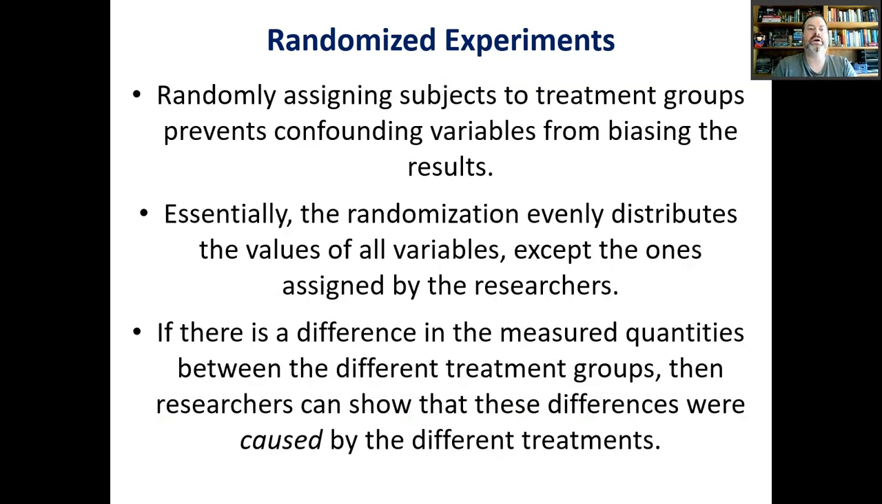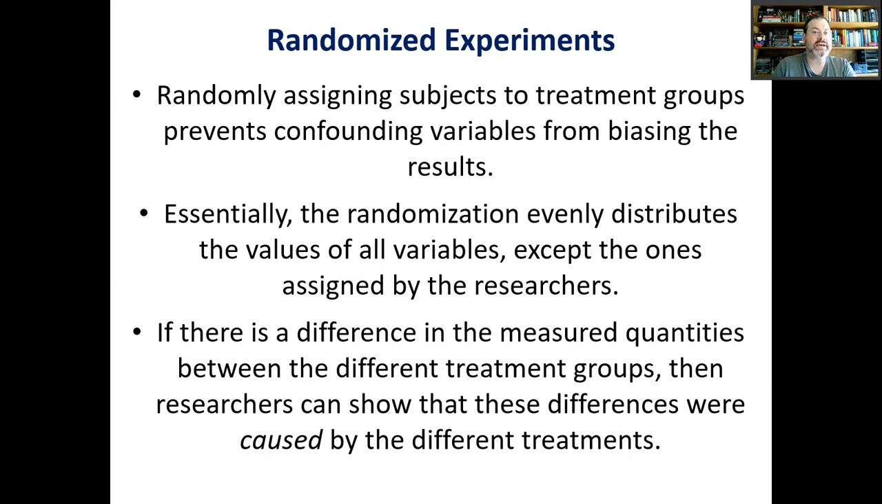So how does this work? Well, randomly assigning subjects to treatment groups, like with the weightlifting runners, prevents confounding variables from biasing the results. So let's stop and talk about this. When we looked at the study with the runners who lifted weights, those groups needed to be randomly assigned.